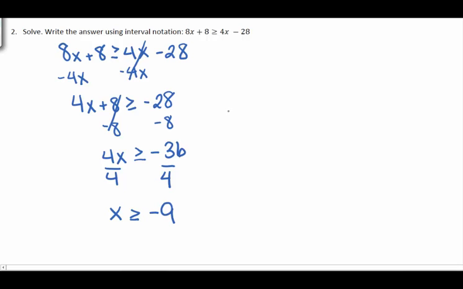To write this in interval notation, we determine what is the smallest thing x can possibly be. Well, that's -9, and we are actually including this, so we'll use a square bracket. The largest thing x can be is infinity. And infinity always gets a parentheses, since it's more of an idea than an actual number.